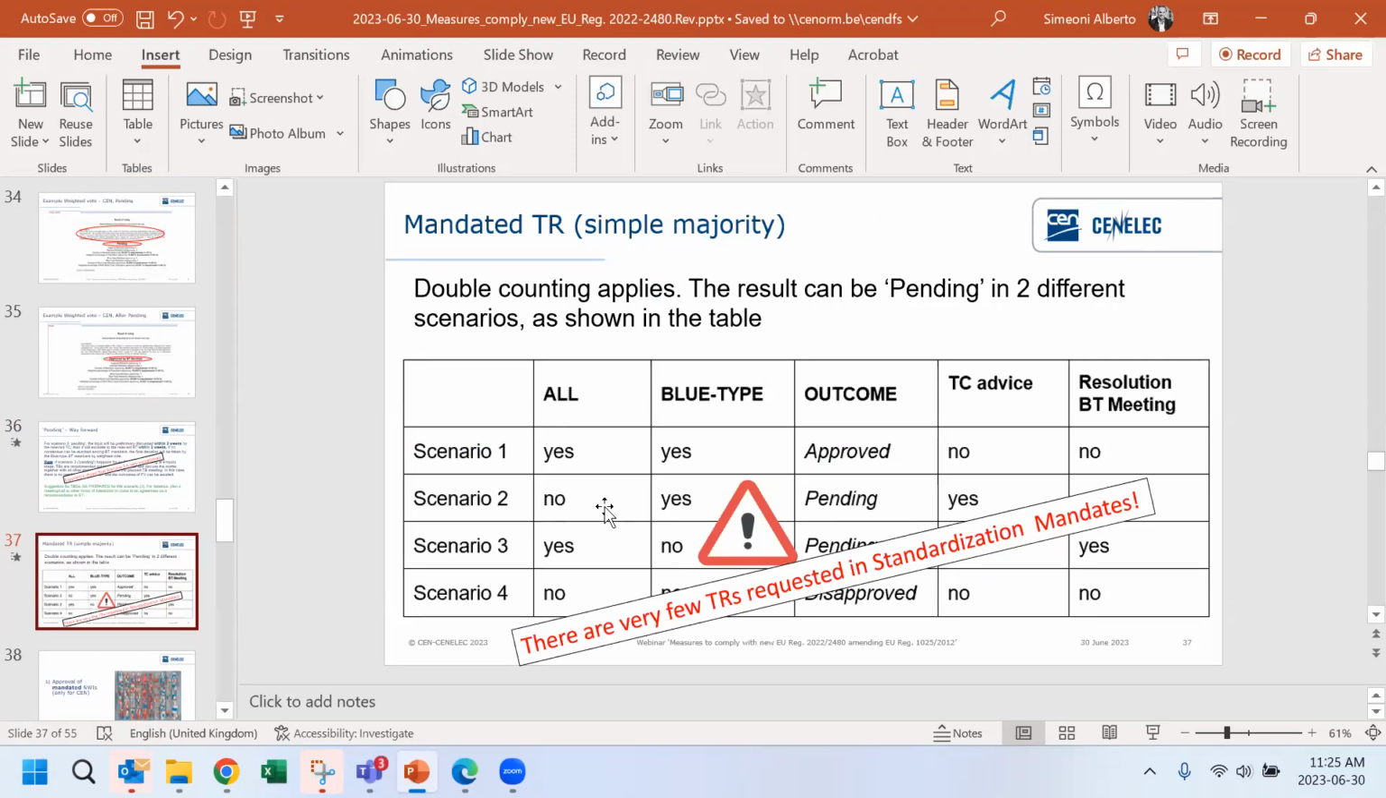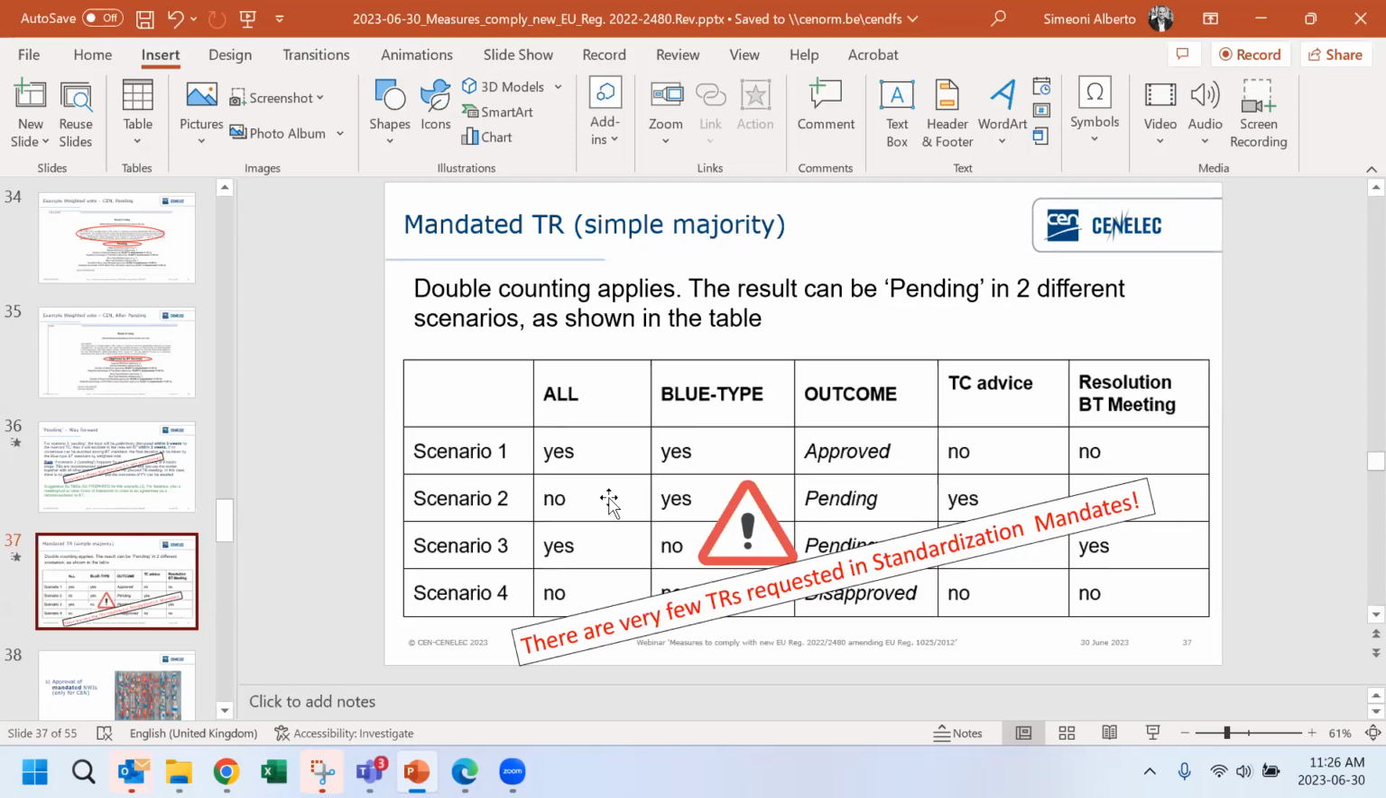Within a technical committee, there is discussion of why there is this discrepancy, why the Blue Tie members voted yes while they all voted no. The advice should help BT to take a decision, so understand why there is this discrepancy. Then it's up to BT to take a decision. So you can advise that actually it's better not to approve.